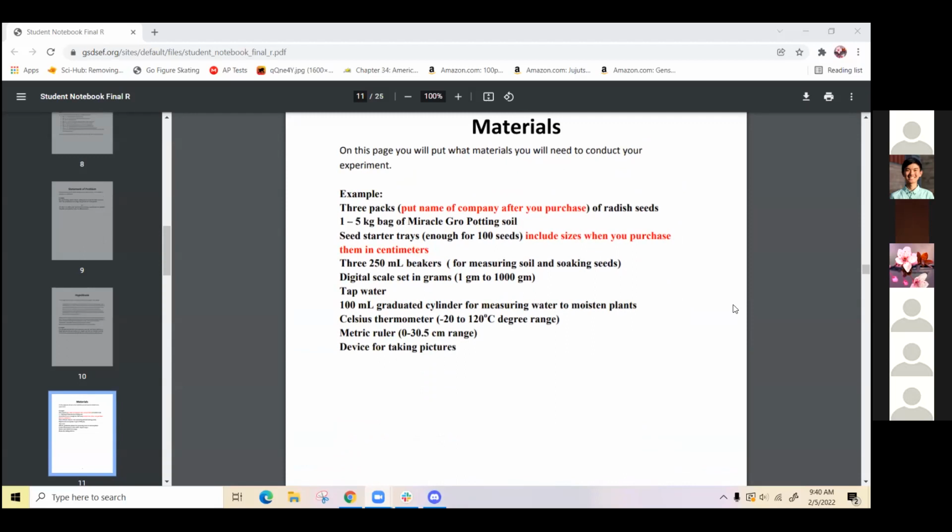And then for the materials, the main thing is you want to list everything that you use, and you want to be as specific as possible. So for instance, 3 packs of radish seeds, that's not specific enough. You might want to add the name of the company from where you got it. And then also you want to use metric units for everything that you put. Try and add a lot of numbers and try and get as much information about the materials used as possible.